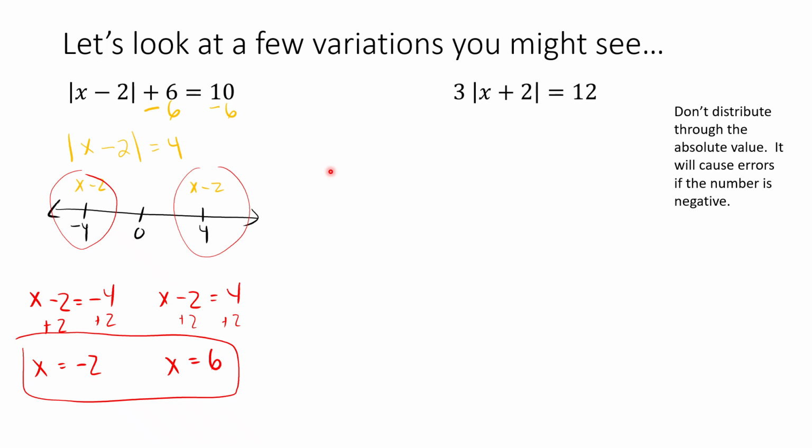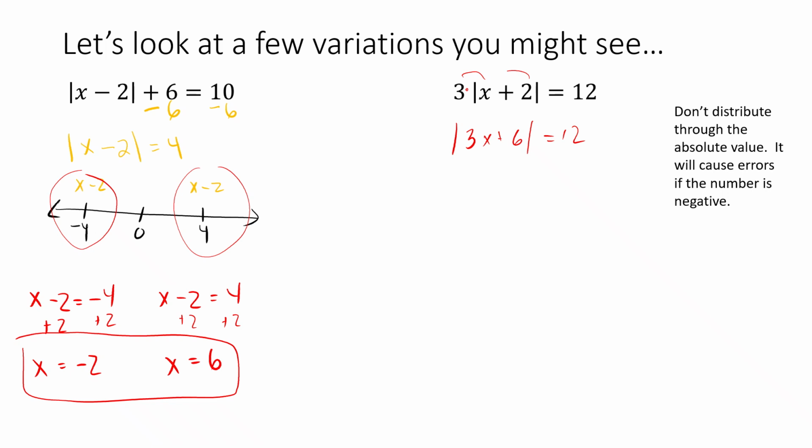Another variation that you might see is this. This is 3 times the absolute value. So it's 3 times the distance is 12. Now, you'll see I have written over there on the right, don't distribute through the absolute value. I do see a lot of students do this, where they distribute through and work with that. It's a tempting thing to do because you think, okay, I dealt with that 3.